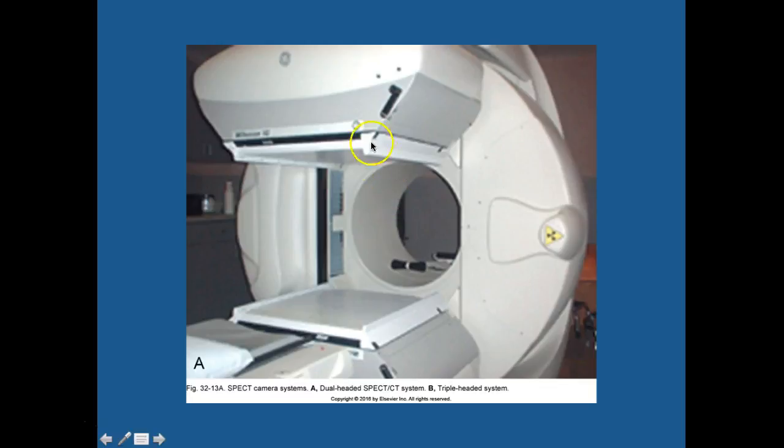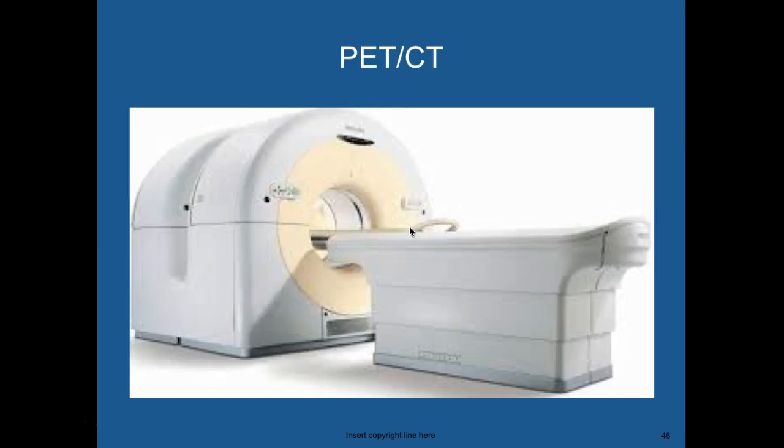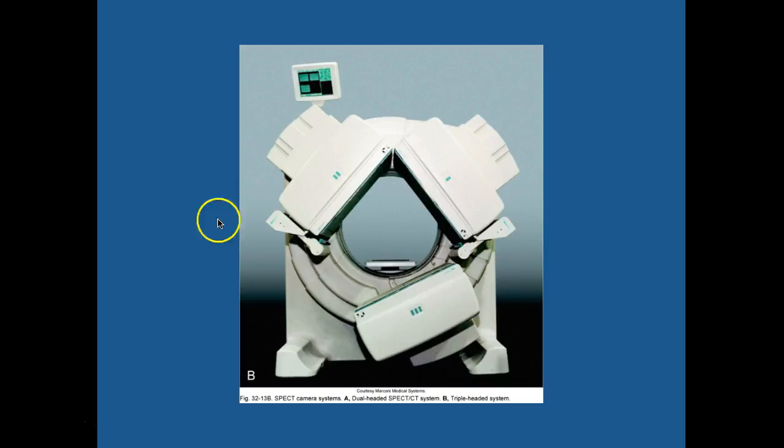So here you can see a SPECT camera, a dual head, and you can see back in the back there is the CT portion. So here's a PET CT. This is what it looks like at an angle. You can see how big it is. Patients that have a hard time with MRI have a hard time with this scanner in addition. Here is a triple head scanner, so you can see what the three head looks like, typically used with SPECT, and you can see this scanner in the back.